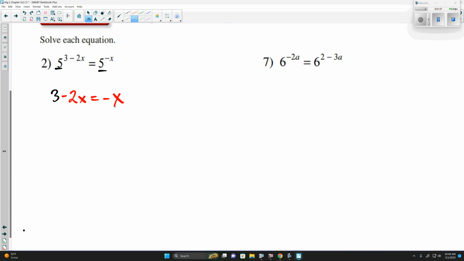Any questions on what we've done so far? Now we just need to solve for the value of x. So the first thing we can do is add 2x to both sides. Negative 2x plus 2x is 0, giving us 3 is equal to x.